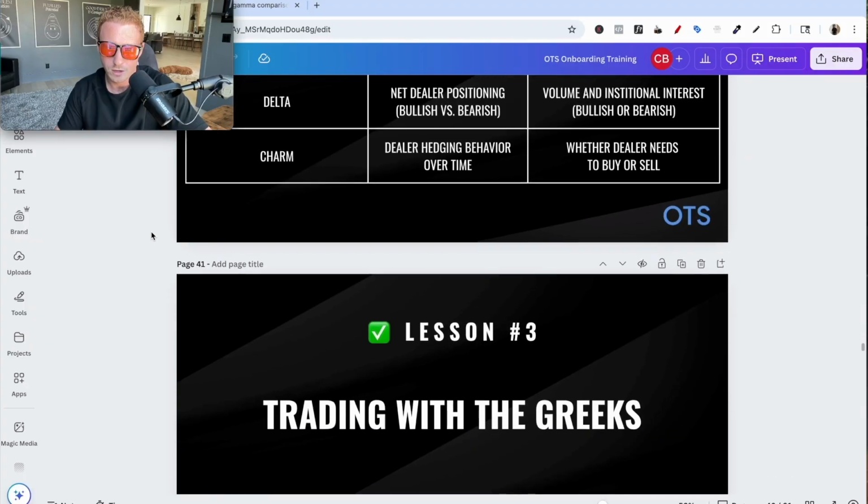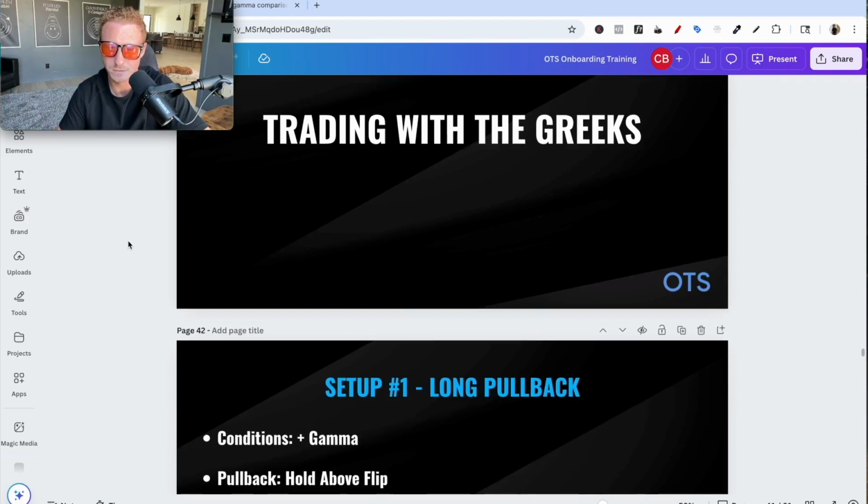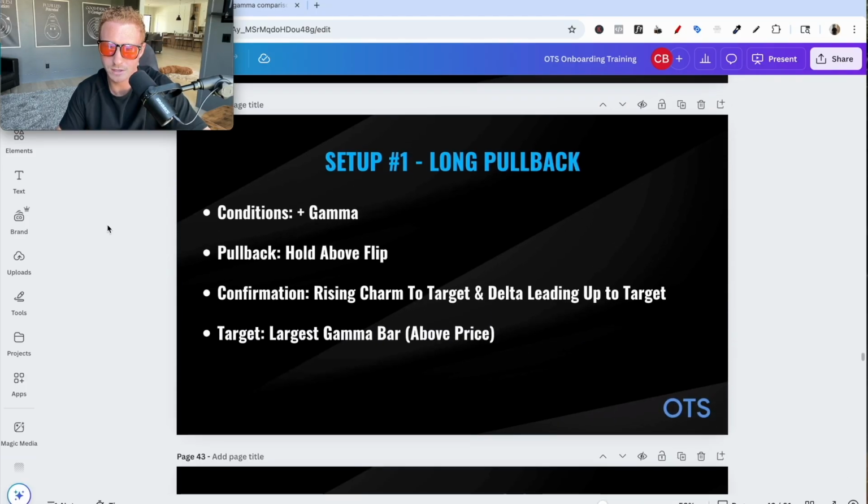Let's go over, how do you actually trade with the Greeks? Now that you kind of understand or have an idea of what the Greeks mean and what they do, how do you actually trade with them? I think the easiest way for you to understand this is I categorize this into different setups. There are 4 setups: a long pullback, a short pullback, a long reversal, and a short reversal. We understand this as traders. A long pullback means a trend pullback. Market's trending up, we want to get in on the pullback.